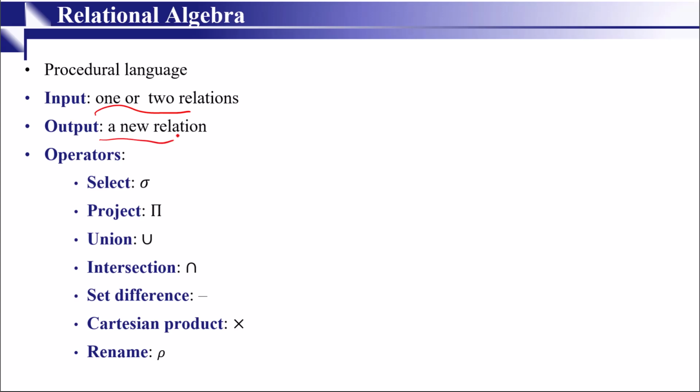Then we have some operators here. We have select, shown by sigma, for filtering rows. Then we have project to select columns. Then we have union, intersection, and set difference for combining relations. We have rename for altering attribute names. These operators allow us to construct complex queries from simpler ones.